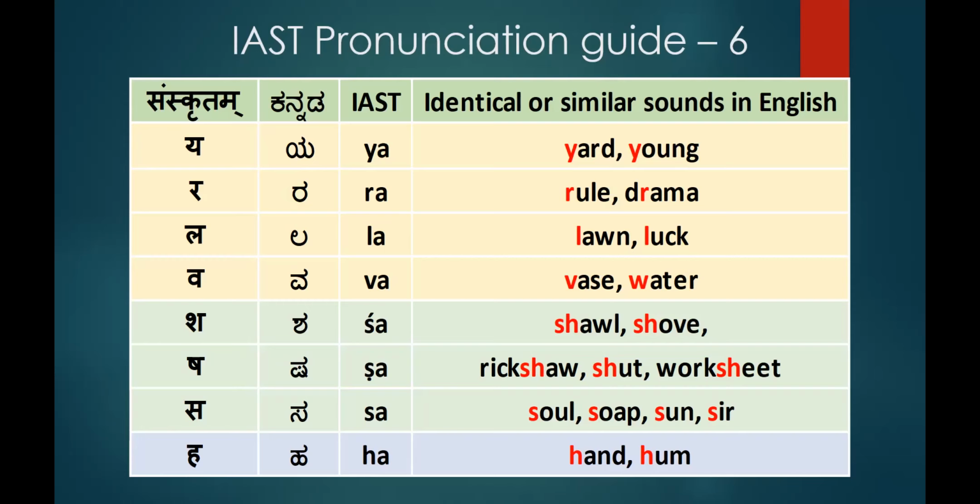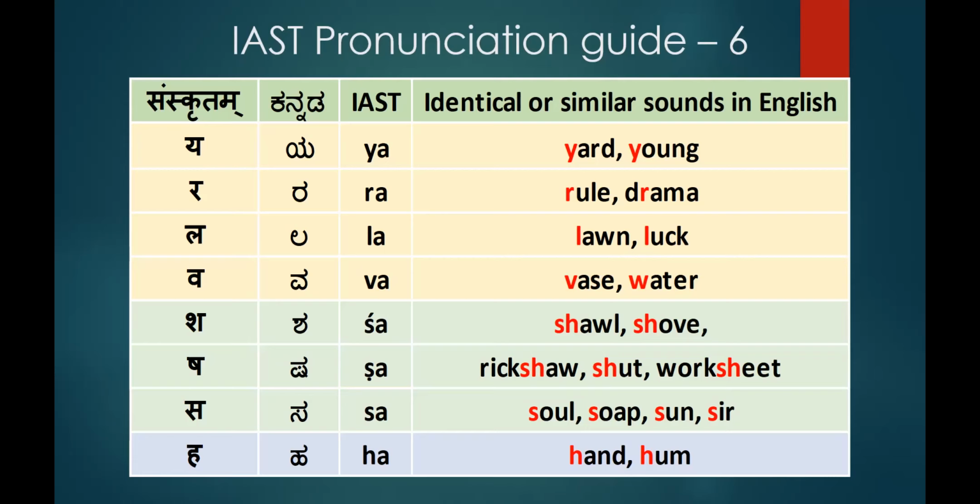Let us now come to the next four. The first one is Shankara, with S with the acute on top of it. Acute is basically an apostrophe stroke. The equivalent sound that you may look at is shawl, show, sha. That is the sound that you need to get equivalent.